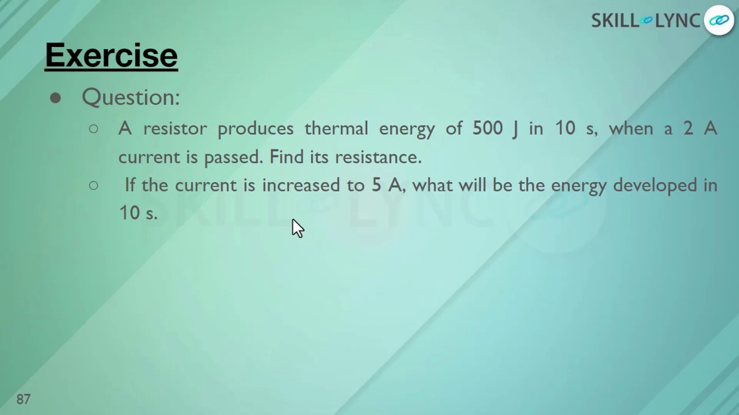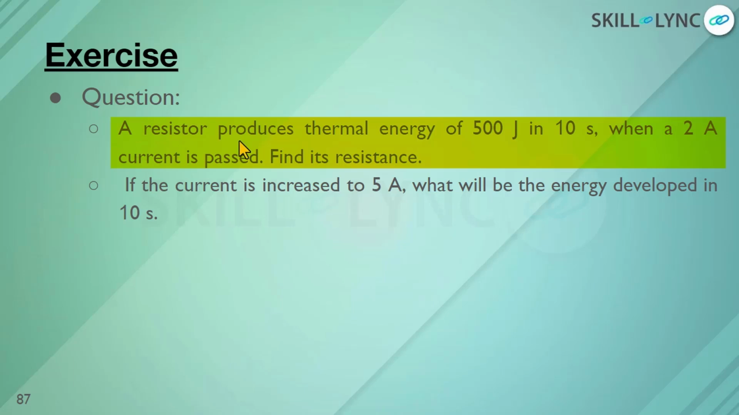Now we try to understand this concept using an exercise. A resistor produces thermal energy of 500 joules in 10 seconds when a 2 ampere current is passed. Find its resistance. So we need to find the resistance of the resistor.